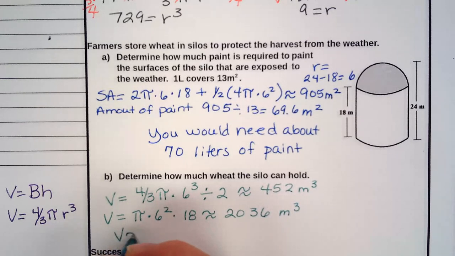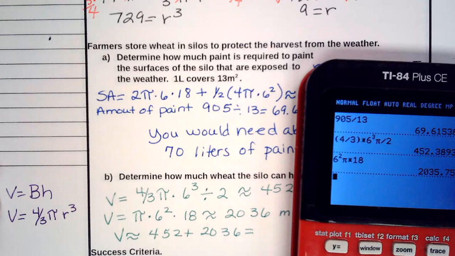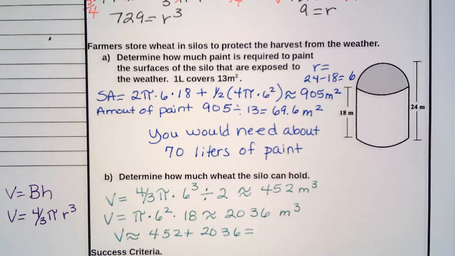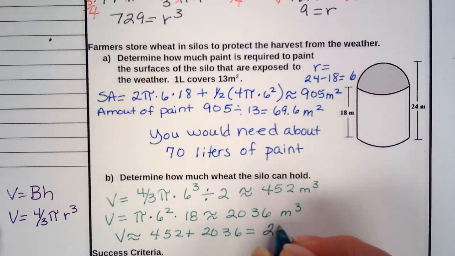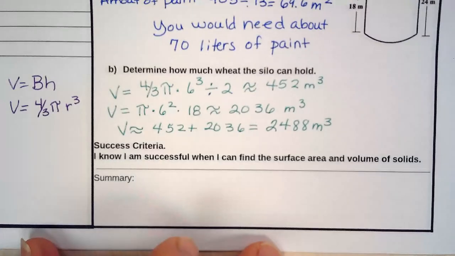So my volume is approximately 452 plus 2036, and that would be 2,488 meters cubed. They don't tell us how to change a meter into a bushel. That's a good thing, because that's one more conversion that we would have to do, and I don't want to.